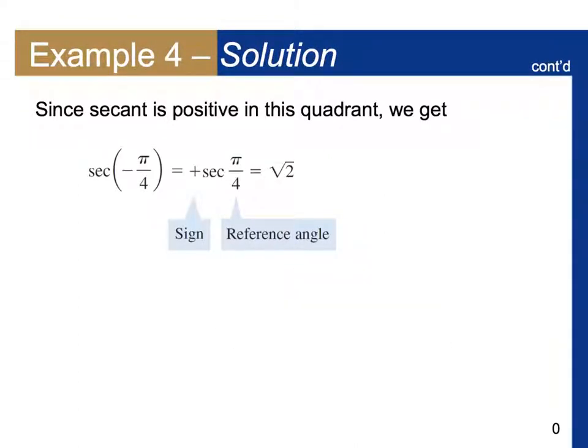Okay, so we can say that the secant of minus pi over 4 is the same as the secant of plus pi over 4, because it's 1 over cosine, right? And we're just going from first quadrant to fourth quadrant. The x doesn't change, so that's just square root of 2. Okay, and remember, our reference angle is just pi over 4.